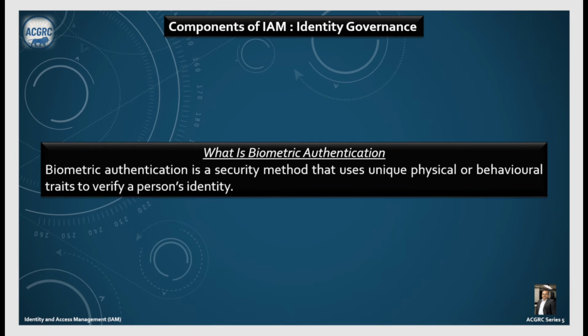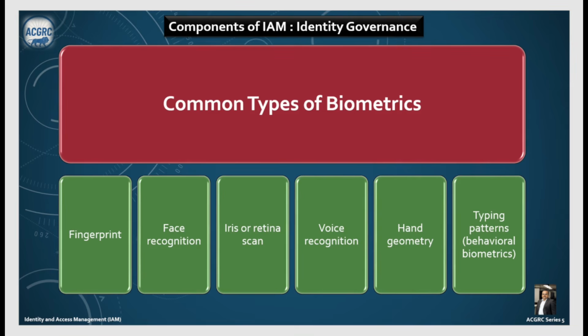Next, biometric authentication. Biometric authentication is a security method that uses unique physical or behavioral traits to verify a person's identity. What are the common types of biometrics? Most are well known: fingerprints, face, iris or retina scan, voice recognition, hand geometry, and typing pattern, which is behavioral biometrics.